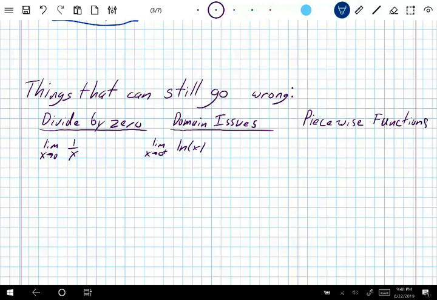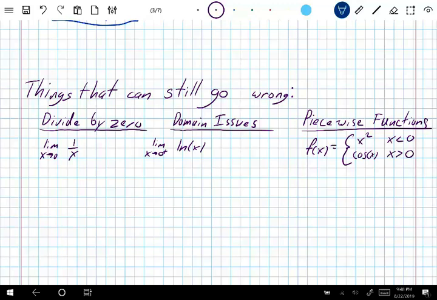What on earth do I do with something like, say, f of x is equal to x squared if x is less than 0, and it's equal to, say, cosine of x if x is greater than 0.